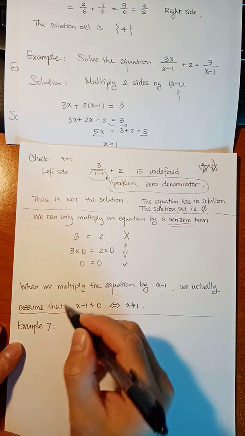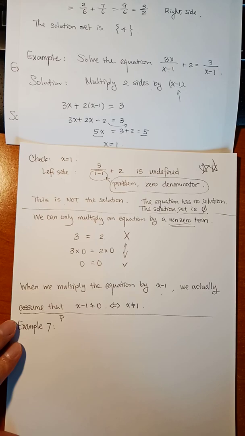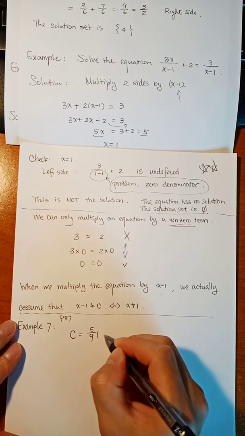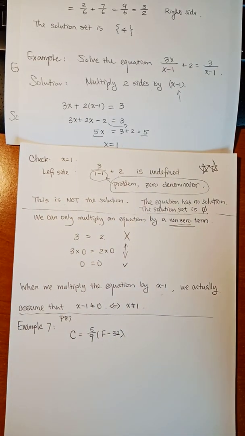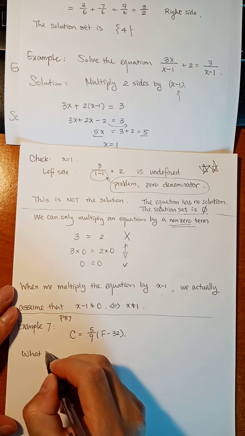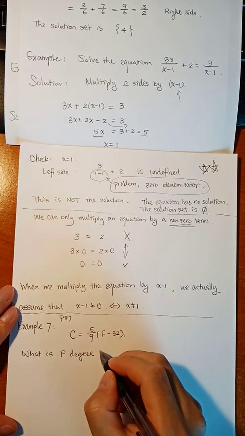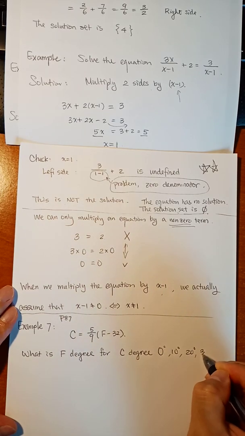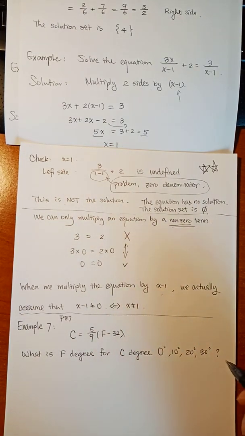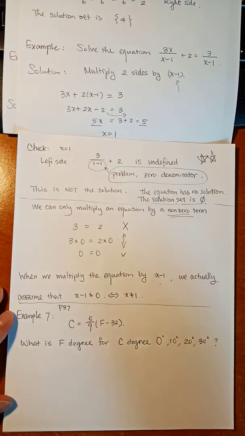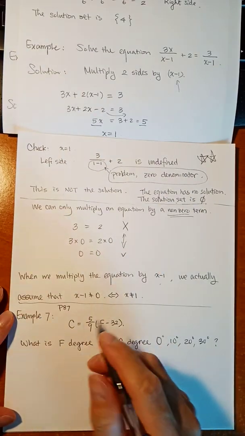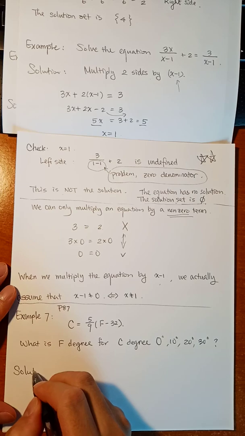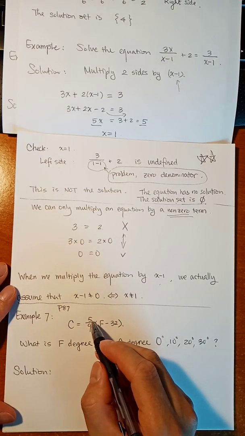Example 7 on page 87. So Celsius is equal to 5 over 9 times F minus 32. But the question is, what is the F degree for C degrees 0, 10, 20, and 30? We know C is 0, 10, 20, 30, and we want to look for the Fahrenheit degree. Here we get F, we plug in the formula, we get C. So basically we want to get the reverse formula. For this one, we're going to multiply two sides by 9 over 5.